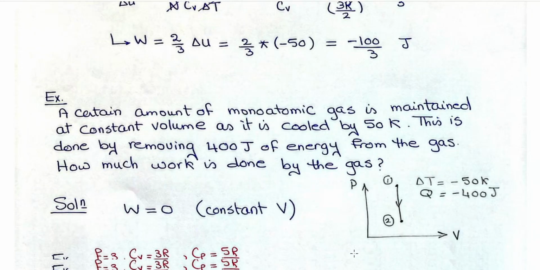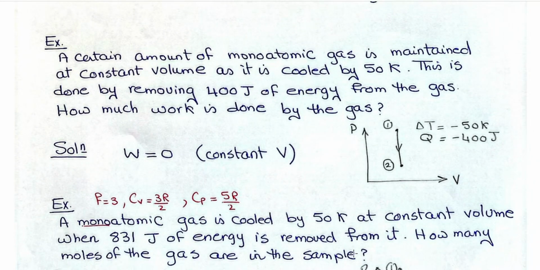Another example, a certain amount of monoatomic gas is maintained at constant volume and cooled by 50 degrees. So constant volume is drawn as a vertical line. This is done by removing 400 joules. So the heat energy is negative 400 and the delta T is negative 50 because cooled by 50 Kelvin. How much work is done by the gas?